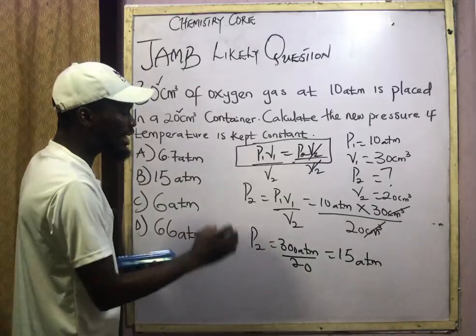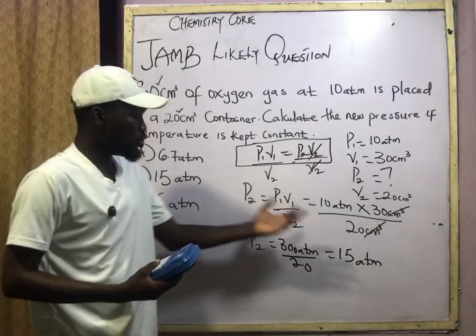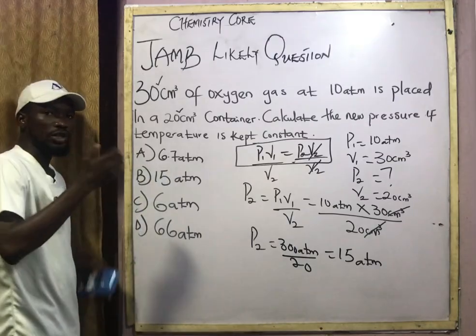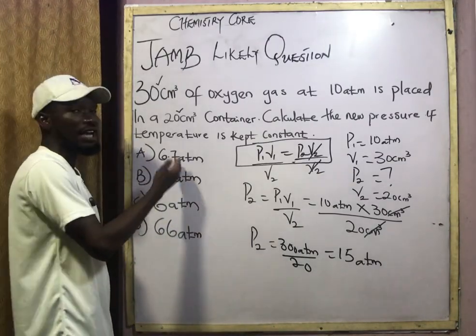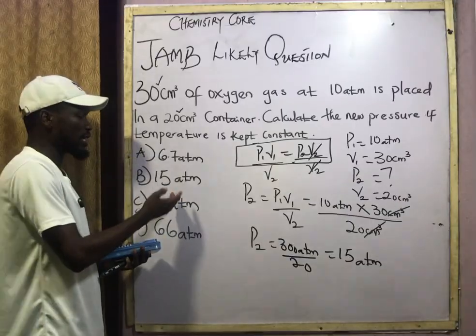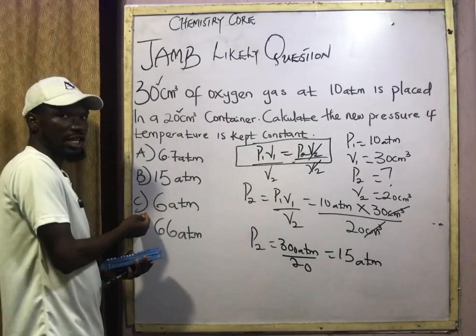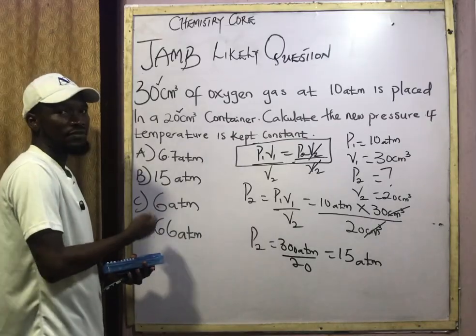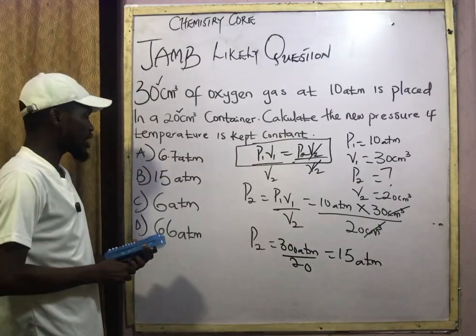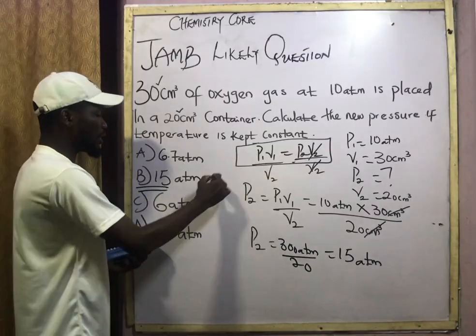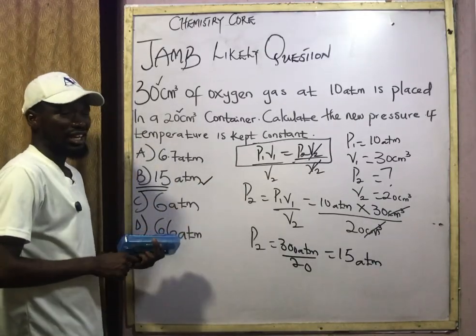So guys, now that we have our new pressure to be 15 atm, let's check the options. Option A, we have 6.7 atm. Option B, we have 15 atm. Option C, we have 6 atm. Option D, we have 66 atm. So guys, the correct answer is option B, which is 15 atm.